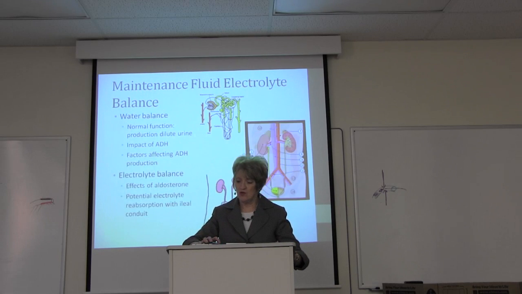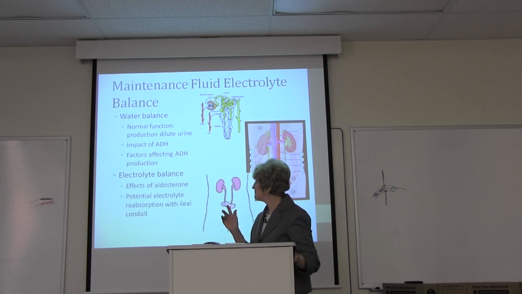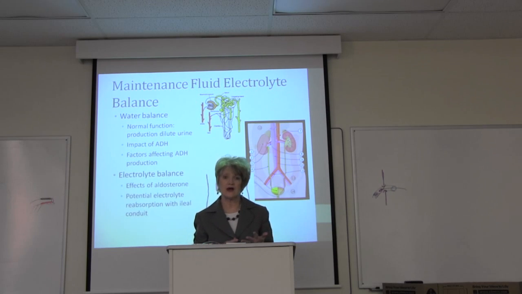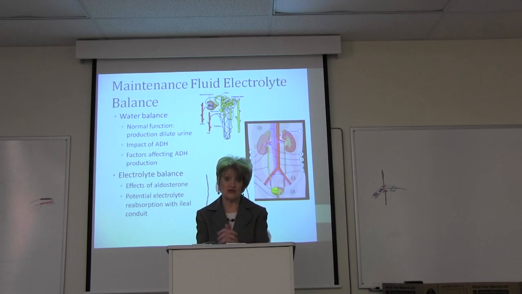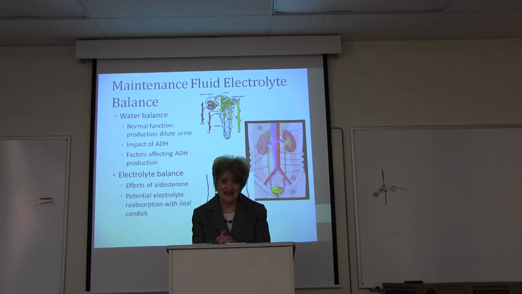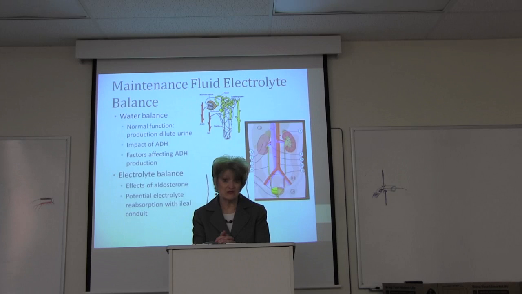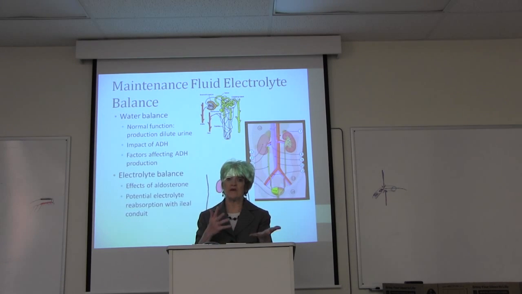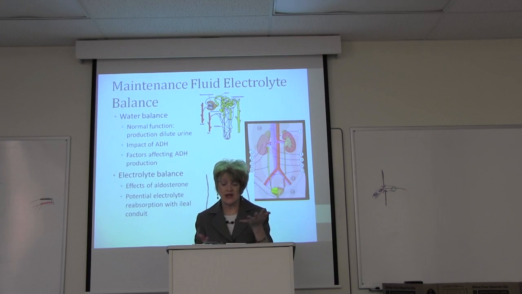Oh, sorry. What about electrolyte balance? The major two electrolytes, sodium and potassium, are absolutely critical to cellular function throughout the body. So the body has a mechanism for maintaining normal sodium balance and normal potassium balance. It's called aldosterone. You make more aldosterone if your sodium levels are low or if your potassium levels are high. Aldosterone makes you retain sodium and lose potassium.